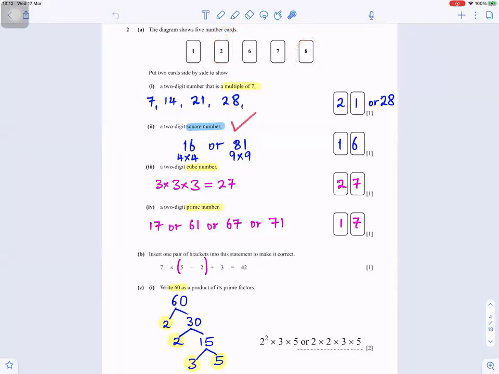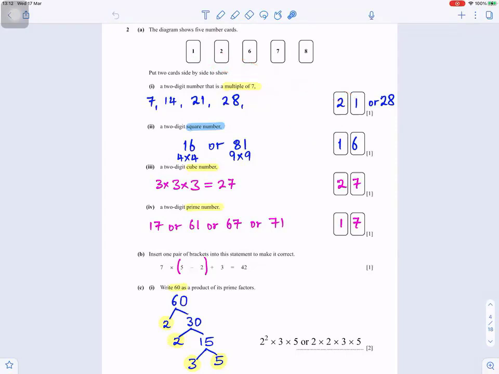Part 2. A 2-digit square number. Square number 4 times 4 is 16. So we can use 16. Or 9 times 9 is 81. We can use 81 as well. So I've chosen 16. A 2-digit cube number. 3 times 3 times 3 is 27 because it's 3 cubed. That's what it gives you, 27. So there's 2 there and there's 7 there. So I use 27. For this one, we had 1 there and we had 6 there. That's why I use 16. And we had 2 there and we had 1 there.